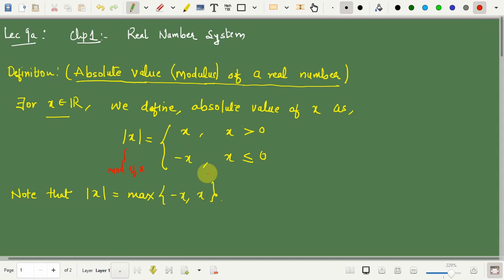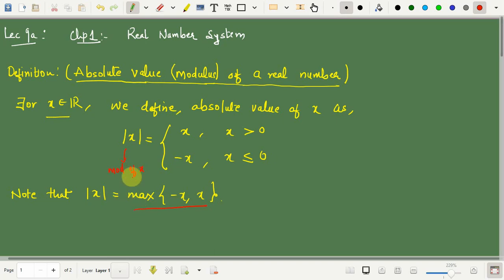So, because of this definition, it is also observed as a maximum of minus x comma x, because you can see that mod of x, even if x is positive or negative, is going to take the higher value. If x is positive, among x and minus x, x is the maximum. So, therefore, mod of x is the maximum, and if x is negative, among x and minus x, minus x is going to be positive, and therefore, it is going to be the maximum of minus x comma x. So, that is one thing that one needs to observe.